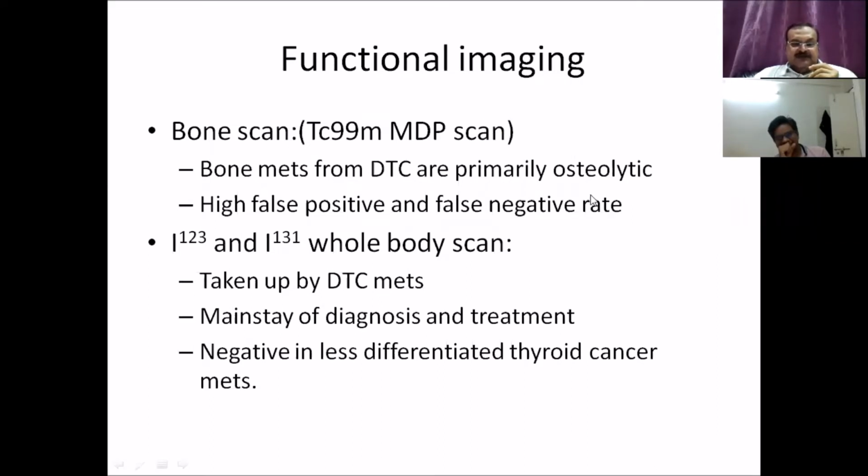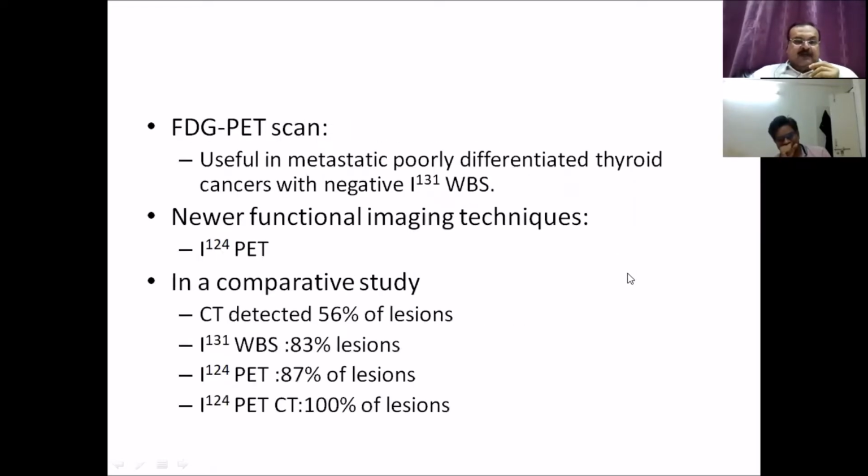Radioiodine will resolve such a big mass. The size doesn't matter for radioiodine. Then PET is a very good technique nowadays. PET is a good technique in patients where iodine 131 is negative. And there are new PET techniques. Iodine 124 PET is now available, which is supposed to be 100% accurate for detecting the lesion, which is much better than radioiodine 131.